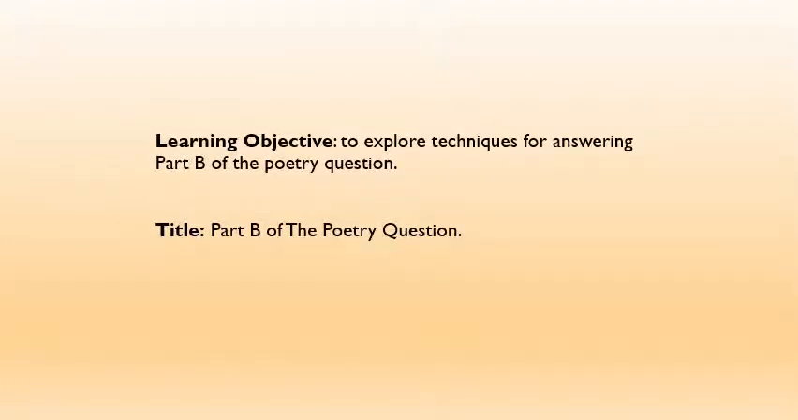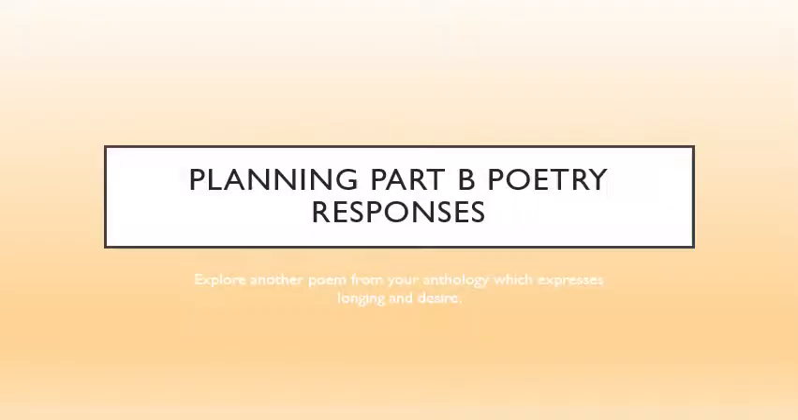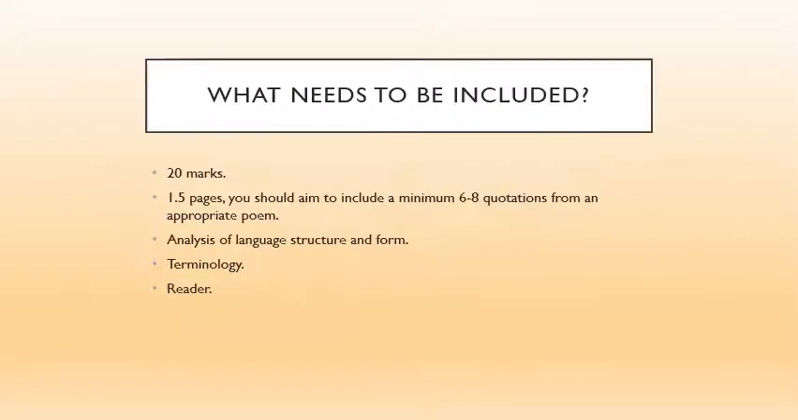So today we're looking specifically at Part B of the poetry question at GCSE. So your title is Part B of the poetry question. And here's how the question might look. It would look very much like this. Explore another poem from your anthology which expresses longing and desire. Or it could be that expresses hatred or whatever. But that's how broadly the question will look.